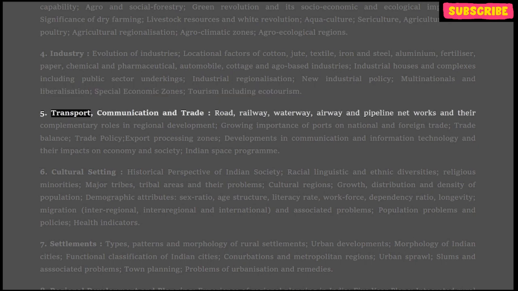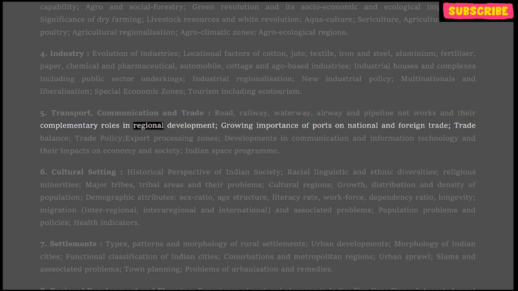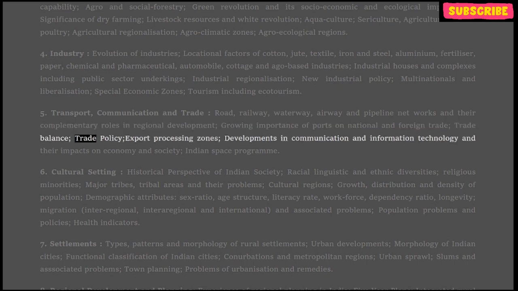5. Transport, communication and trade. Road, railway, waterway, airway and pipeline networks and their complementary roles in regional development, growing importance of ports on national and foreign trade, trade balance, trade policy, export processing zones, developments in communication and information technology and their impacts on economy and society, Indian Space Program.